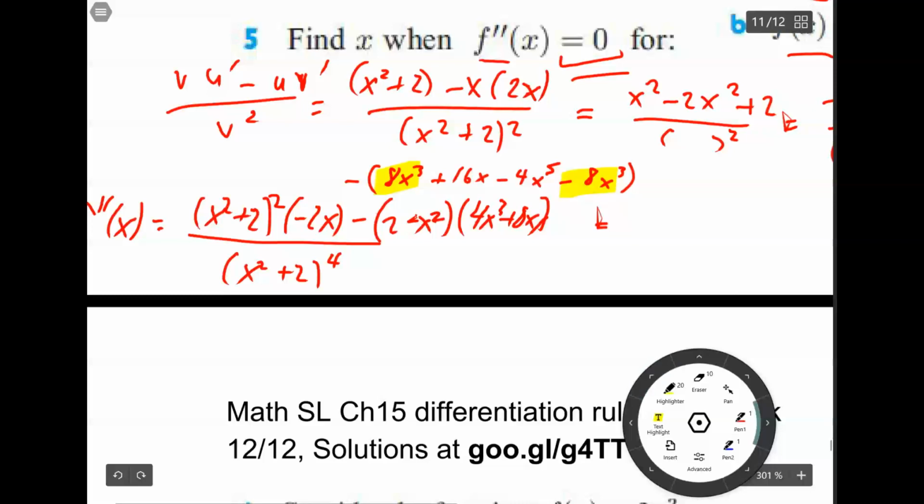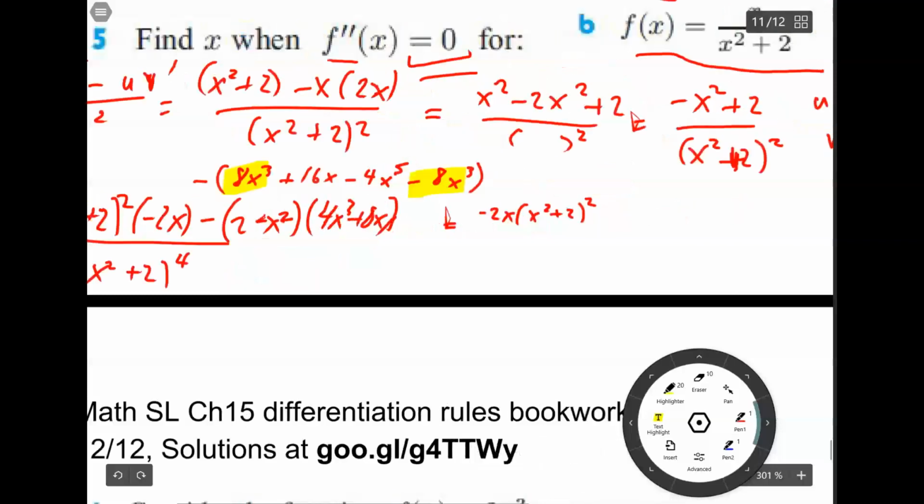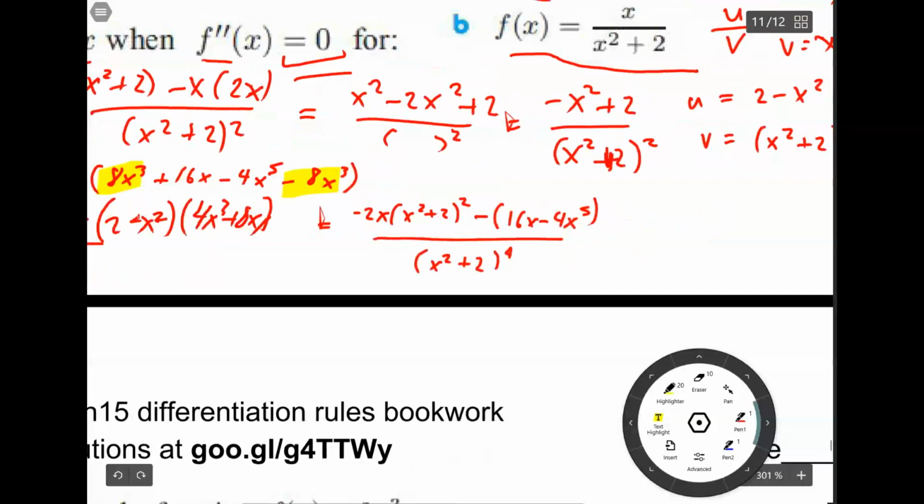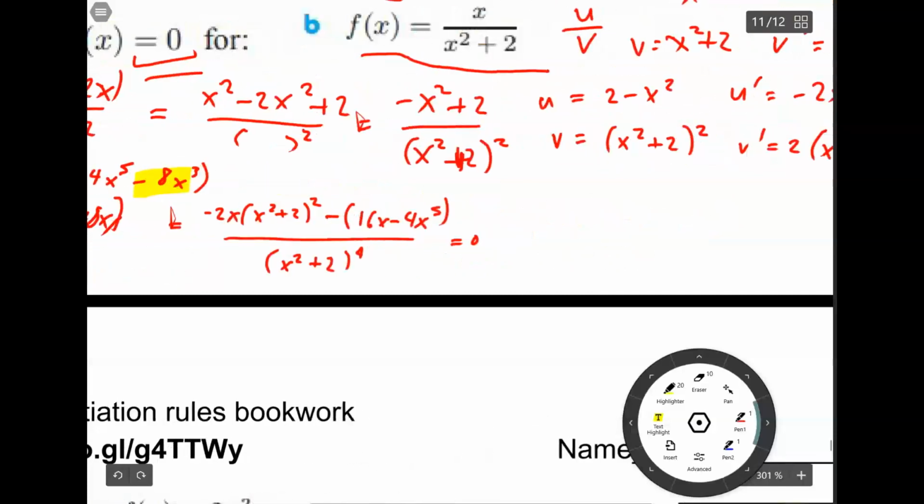So now we have negative 2x, x squared plus 2 squared, minus 16x minus 4x to the fifth. And that's all over x squared plus 2 to the fourth. And they want to know when this is equal to 0. So to figure out when this is equal to 0, what we really need to know is when the top is equal to 0.